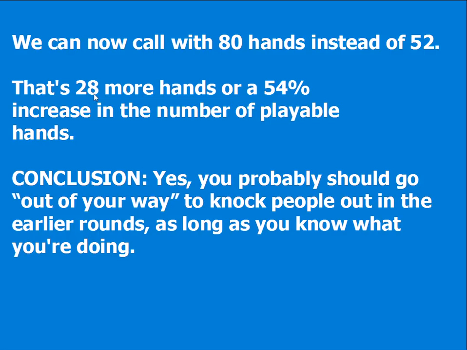So the conclusion is that, yeah, you probably should go, quote, out of your way to knock people out in the earlier rounds, as long as you know what you're doing. This is not indiscriminately calling people all in or whatever, but this is assuming you can figure out your risk reward, their ranges, your equity against their range, and then how much of an overlay the bounty gives you and how that affects what you should call. So if you know what you're doing, yes, you should go out of your way in the earlier rounds, right? But that is the earlier rounds, when your stack is worth $10 and the bounty is $2, right?